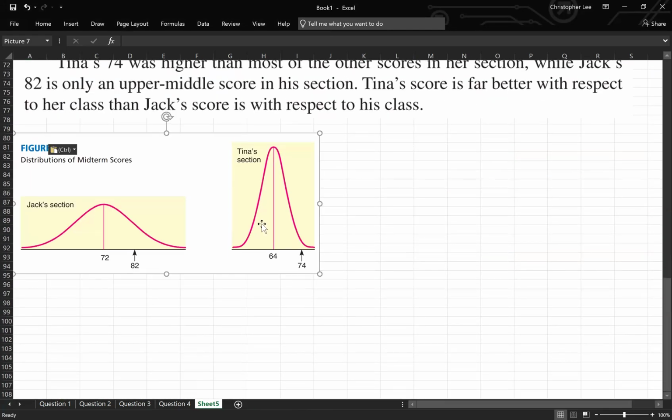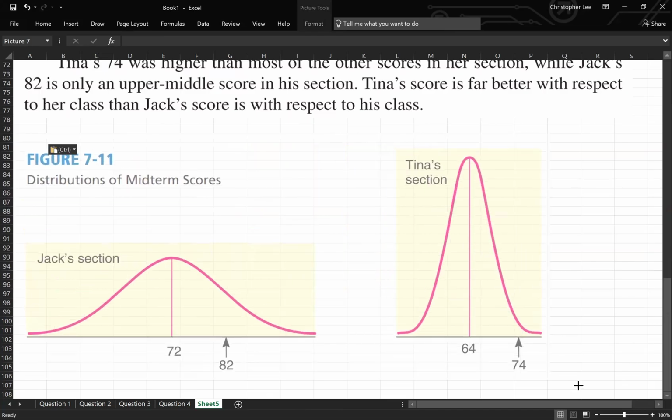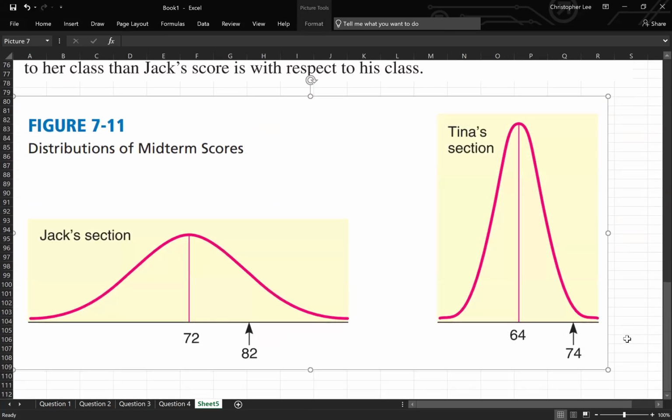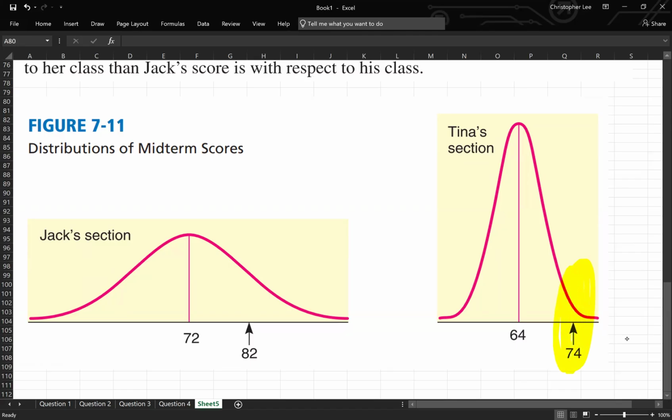So as you can see right here, this is figure 7.11 real quick. The first graph is Jack's section. Jack got an 82, 10 points above the mean. But everybody's score is so spread out that it's not as impressive as Tina's score. Tina got 10 points above the mean, but the class is so narrow that she's in the top percentile of her class, whereas Jack is up there, but he's not in the top percentile of his class. That's the difference.